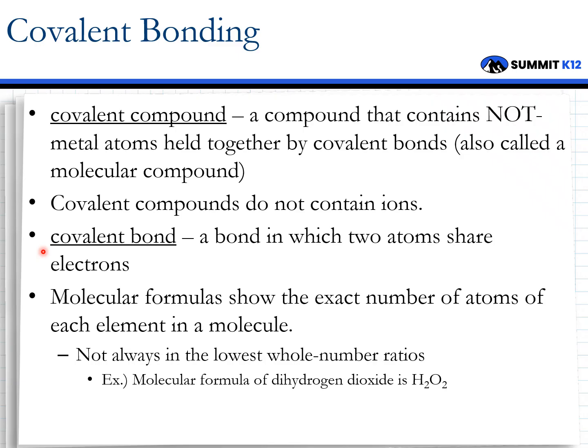An example of this would be dihydrogen dioxide, commonly known as hydrogen peroxide. So we can see the hydrogen peroxide molecule down at the bottom. H2O, like water, is dihydrogen monoxide, right? You have two hydrogens, one oxygen.